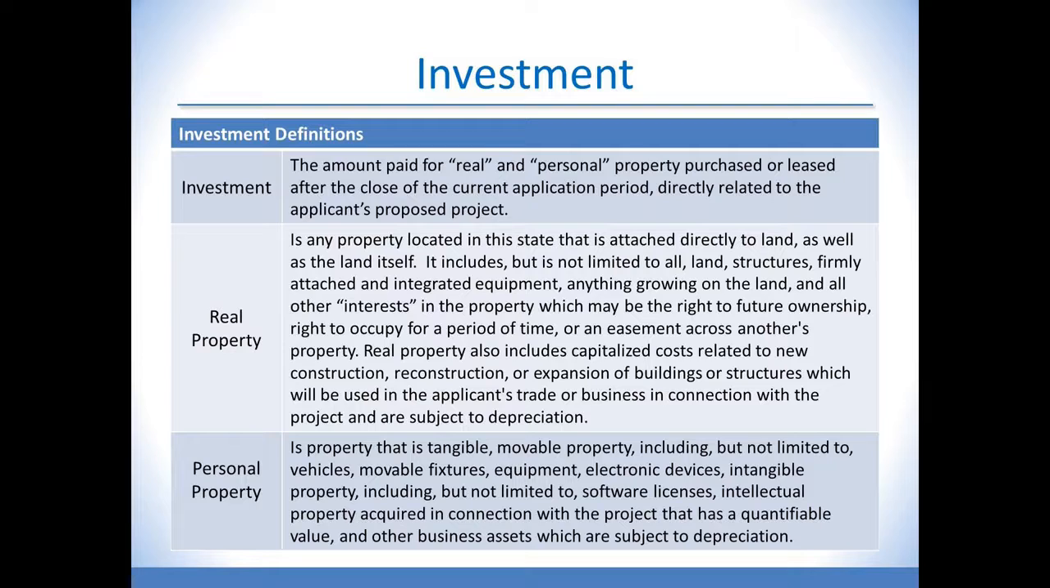Personal property can be tangible or intangible. Tangible personal property is movable property, including, but not limited to, vehicles, movable fixtures, equipment, and electronic devices. Intangible personal property includes, but is not limited to, software licenses, intellectual property acquired in connection with the project that has a quantifiable value, and other business assets which are subject to depreciation.